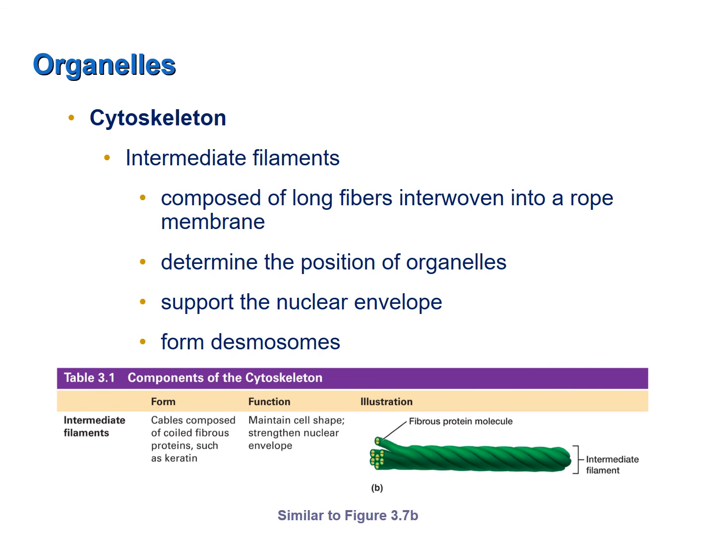The intermediate filaments are composed of long fibers sort of woven together like a rope. They determine the position of organelles, they support the nuclear envelope, and they also form the desmosomes, those anchoring junctions which hold one cell and an adjacent cell together.